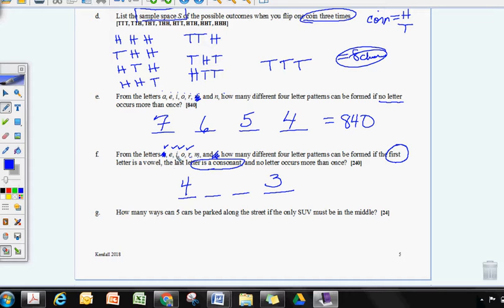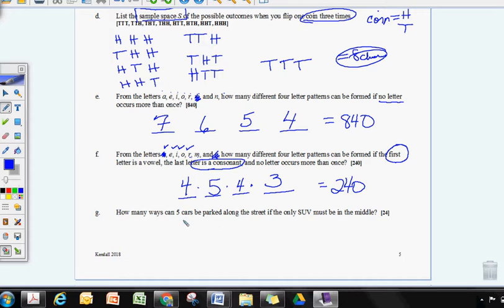So how many letters do I have left? 1, 2, 3, 4, 5. So I have 5 choices and then 4 choices. And I multiply those all together to come up with my 240.